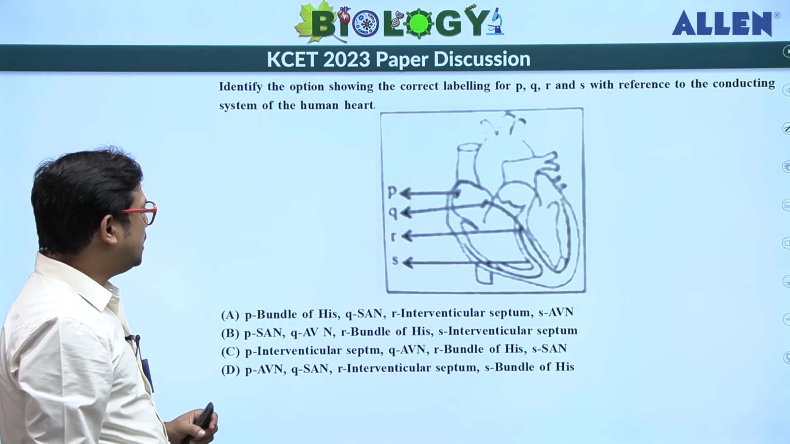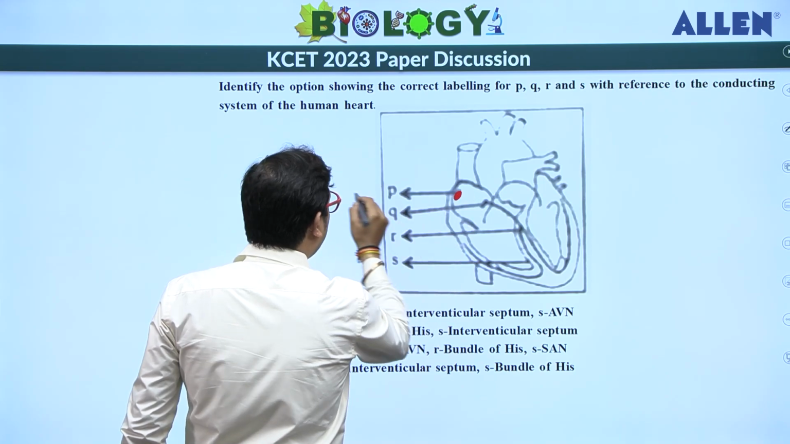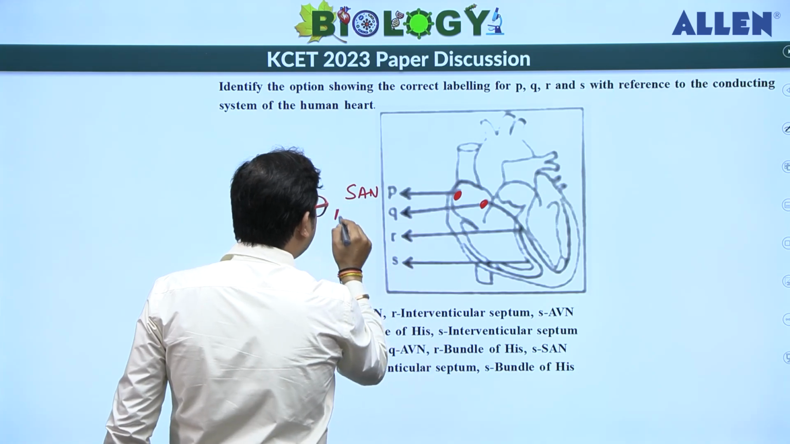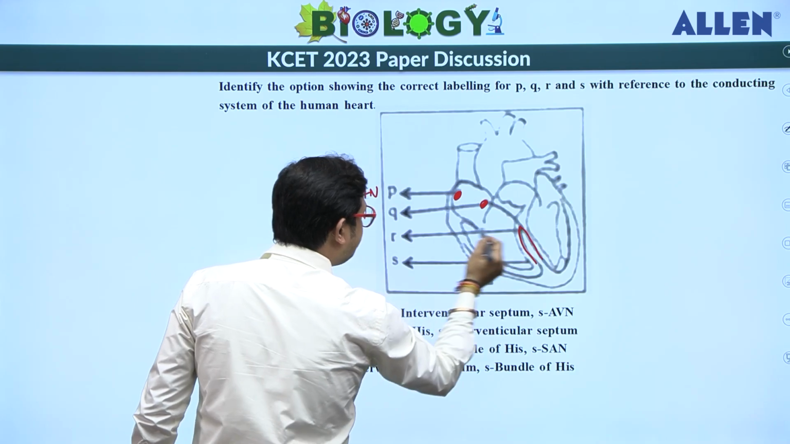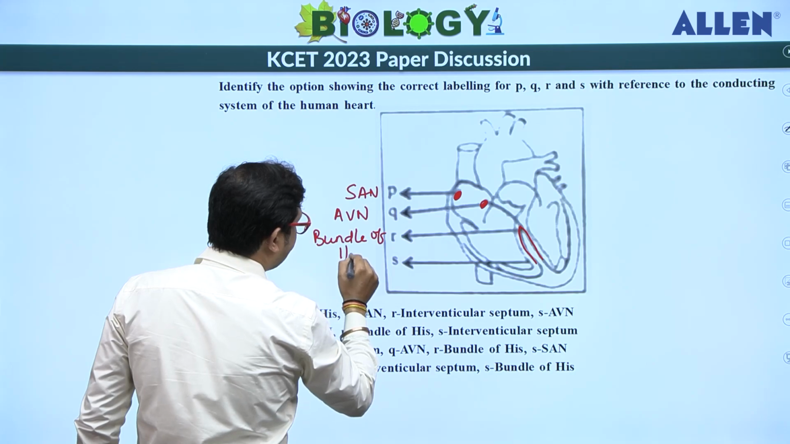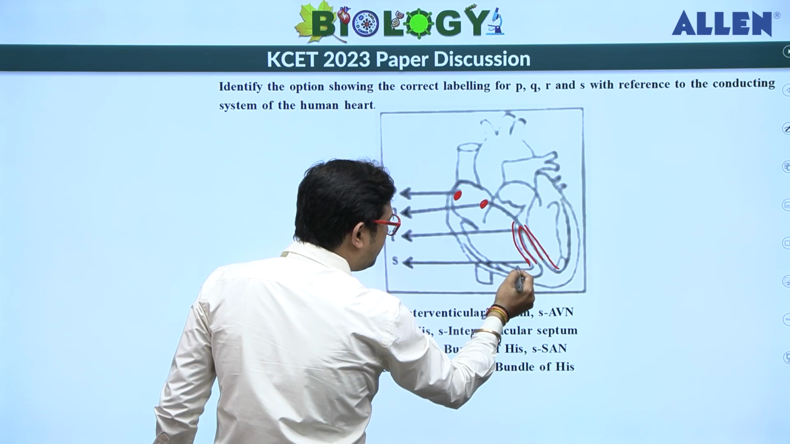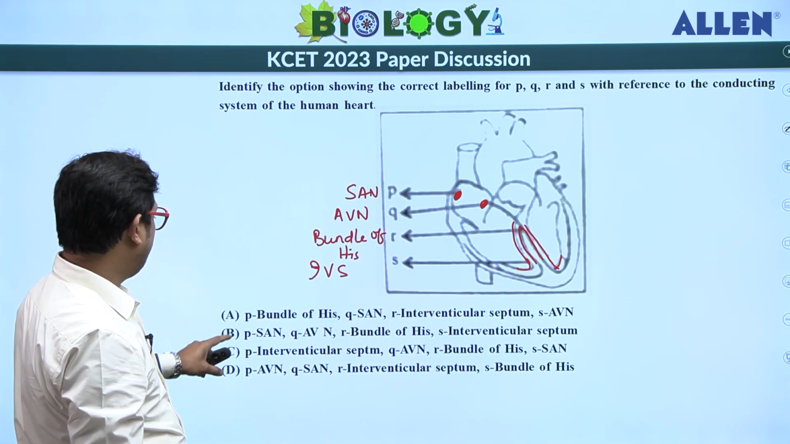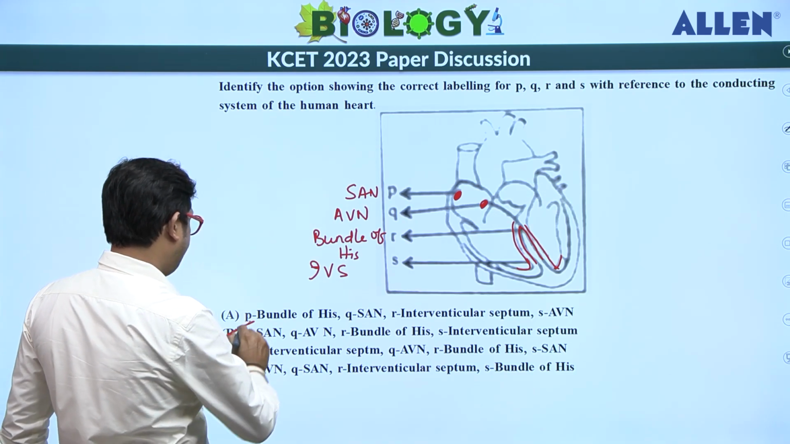Next, identify the structure. You know that P is a sinoatrial node, or SAN. Q is AVN, and here it will be bundle of His. And here it will be the interventricular septum. So P should be SAN, only one option, option number B.